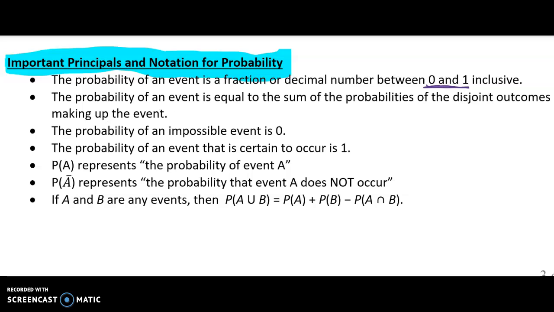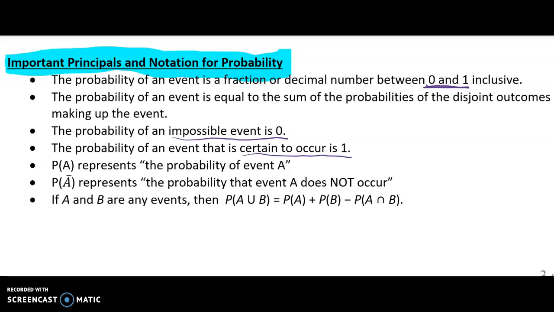Now, if you're doing calculations and you get a probability that's negative or a probability that's greater than 1, that means you've made a mistake. So you can use this idea to judge your answers and check your work. The probability of an event is equal to the sum of probabilities of the disjoint outcomes making up the event. Next, we have the probability of an impossible event is 0. And the probability of an event that's certain to occur is 1. We just went over those.